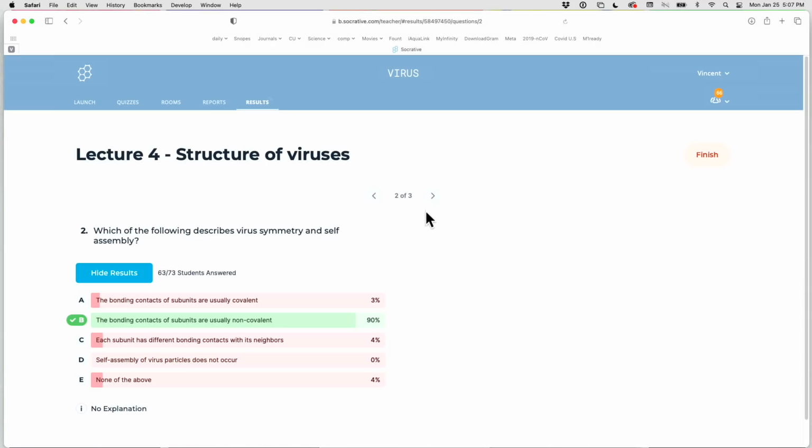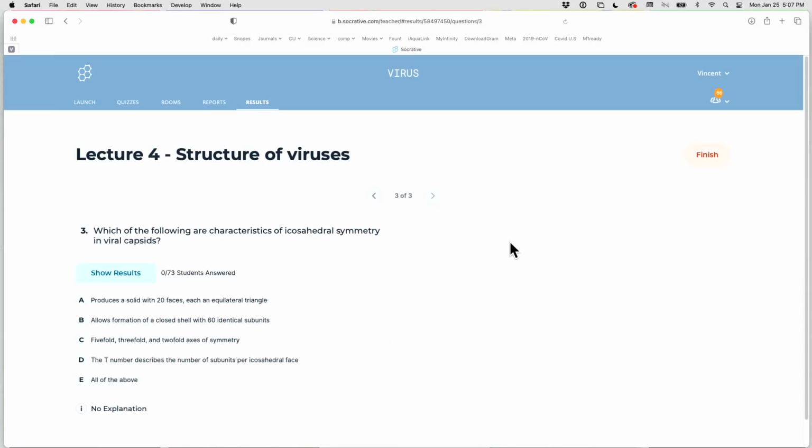All right, our next question is, which of the following are characteristics of icosahedral symmetry in viral capsids? Produces a solid with 20 faces, each an equilateral triangle. Allows formation of a closed shell with 60 identical subunits, 5, 3, and twofold axes of symmetry. The T number describes the number of subunits per icosahedral face. Or all of the above.